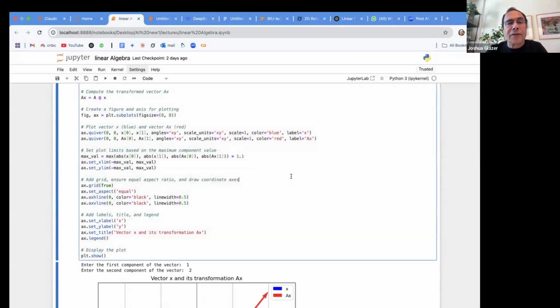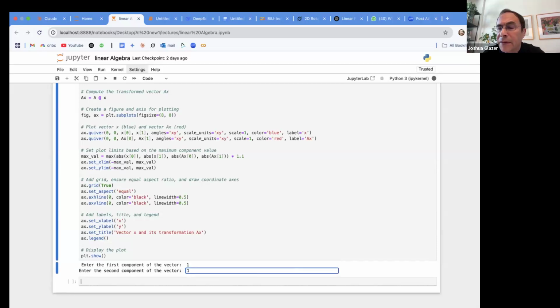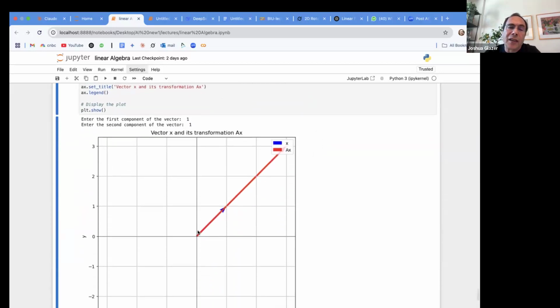Okay, so let's go here and just run the software. Run the program that Grok gave us. So now I'm being asked by the program to enter two numbers. So let's do something interesting. Let's start with 1 and 1. What do you think will happen? Beautiful. You see, this is 1 and 1. And the blue one is 1 and 1, and the red is after I multiply by the matrix. But you remember that the matrix simply multiplied it by 3. So I'm not surprised at all.